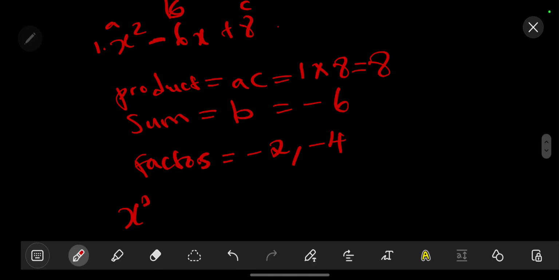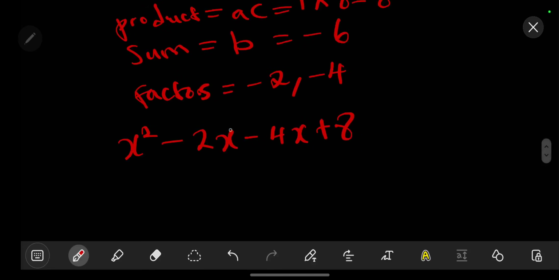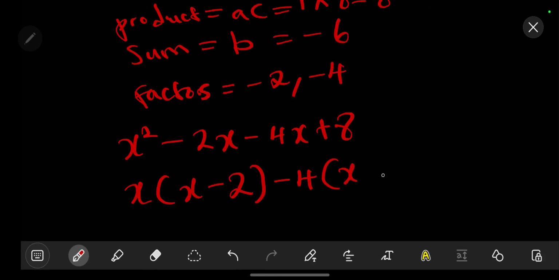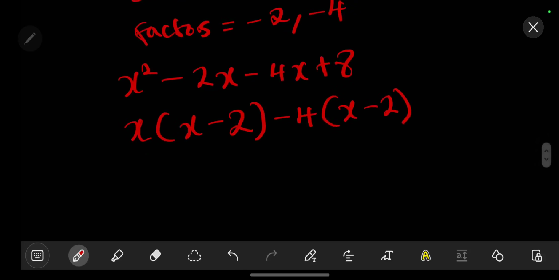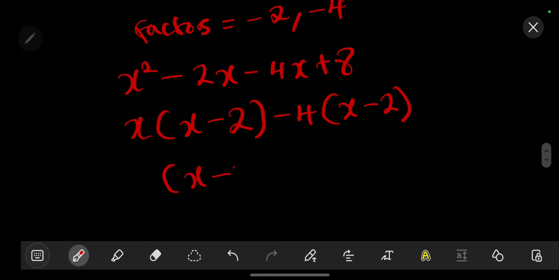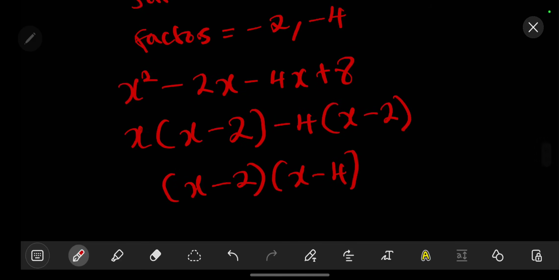So we are going to have our x squared, where 6 is, we put these numbers. So we have minus 2x minus our 4x, then we have plus our 8. Factorize in parts. So this x is common, then we have our x remaining minus our 2, like that. Then even here, our negative 4 is common, then we are going to remain with our x minus our 2. So factorizing, it means to say we have our x minus 2 and our x minus our 4, like that. So this is the equation factorized.